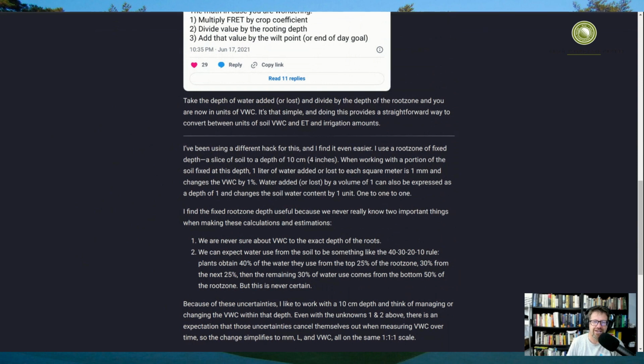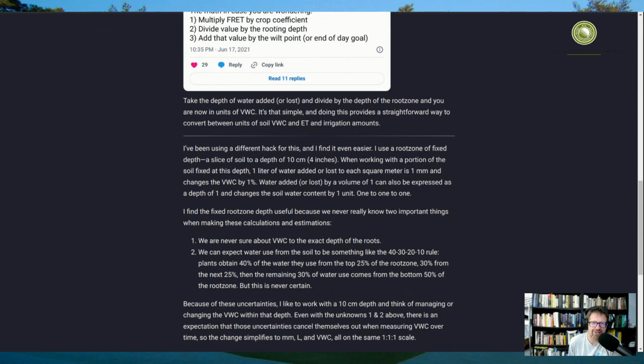So if we do that, it's very convenient to know that we have a 100 liter volume of root zone and 1 millimeter of water at the surface is 1 liter of water. So 1 liter of water spread on the surface of 1 square meter going into a volume of soil that is 100 liters of volume will change it by 1%. So 1 millimeter of water changes it by 1%. 1 millimeter of evapotranspiration or 1 millimeter of plant water use also changes the soil water content by 1%.